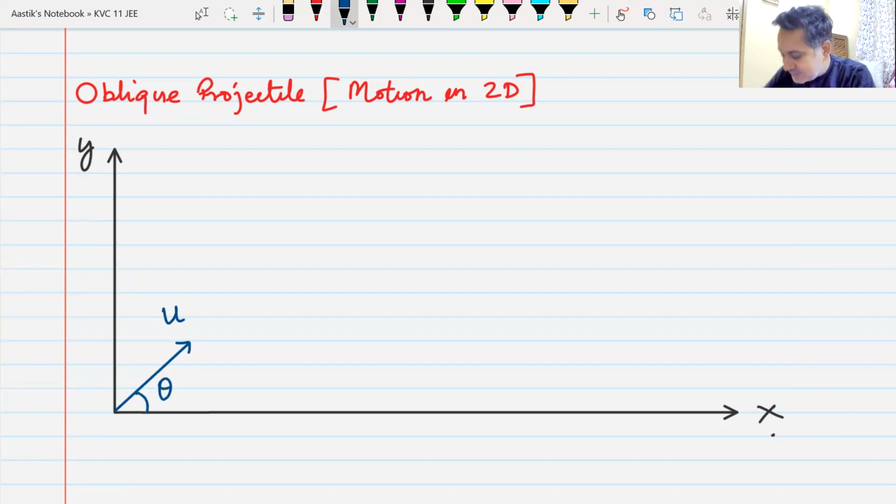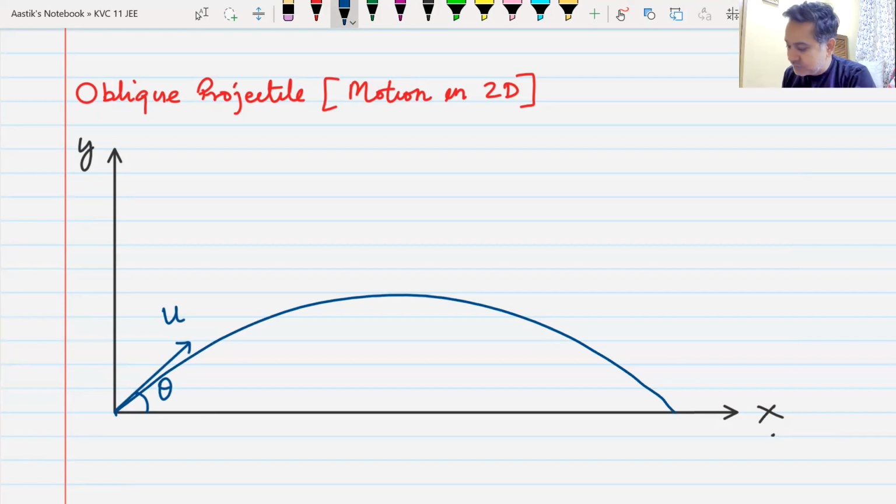That angle is theta. Now, instead of throwing it vertically up, I throw it like this. So then it goes like this. You understand this? This u is known as the velocity of projection. Previously also it was velocity of projection. This theta is known as angle of projection.